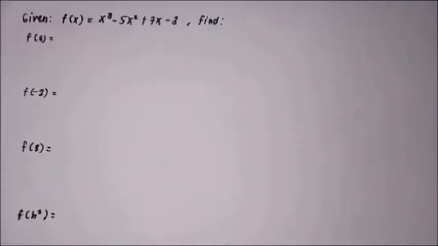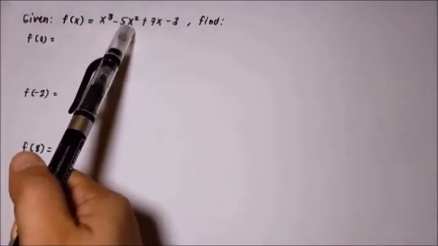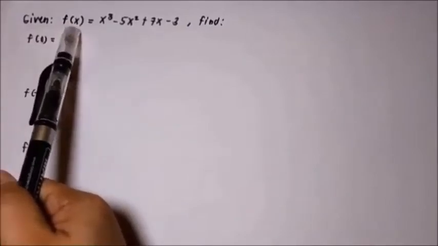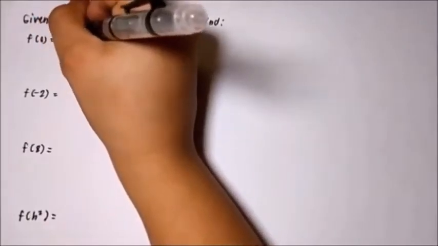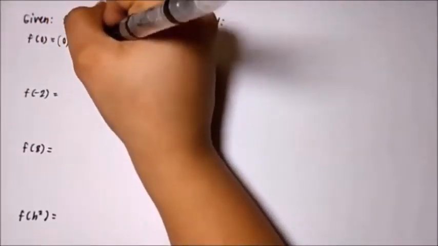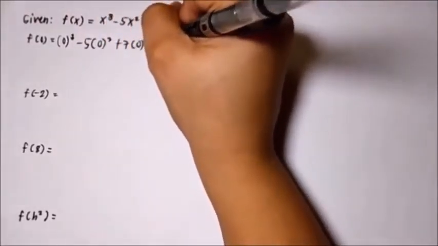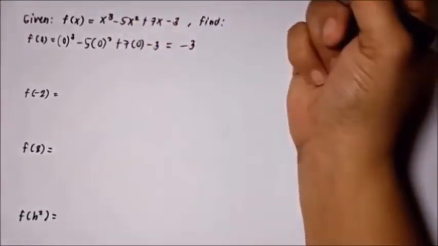Let's solve some functions. Given f of x equals x cubed minus 5x squared plus 7x minus 3, find f of 0. So the given value is 0. If the given is x, these are all x. But if the given is 0, we will substitute the value of 0 for all the values of x. So we have 0 cubed, minus 5 times 0 squared, plus 7 times 0 minus 3. The value of this is negative 3.